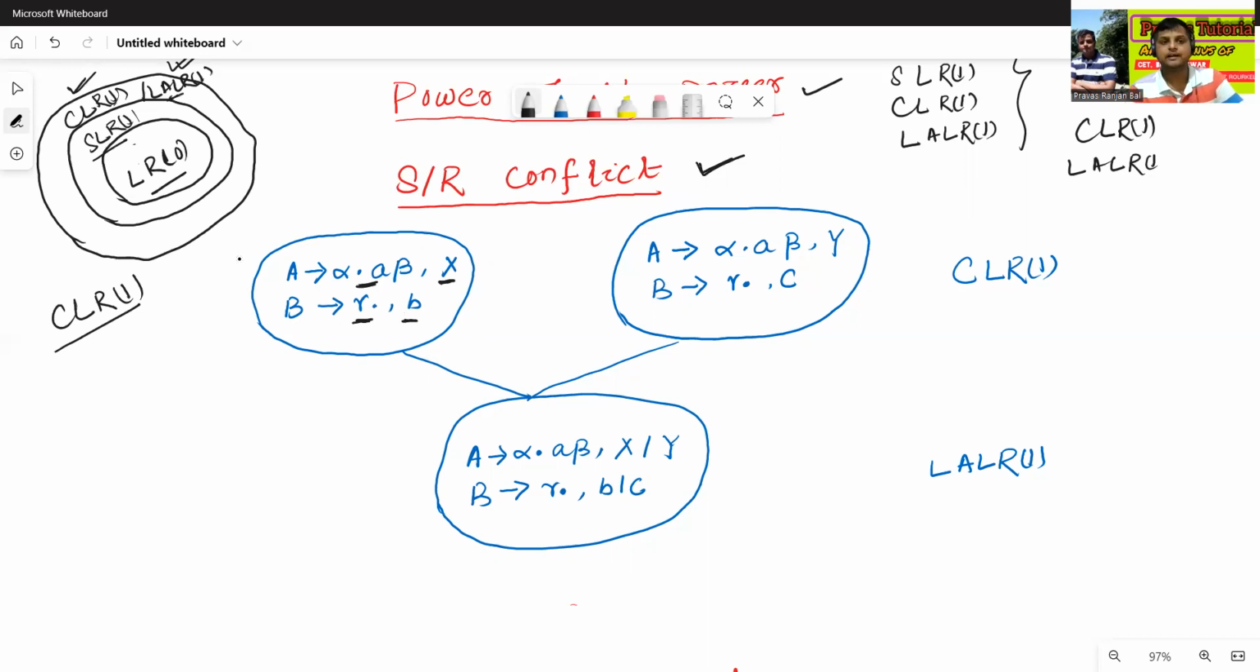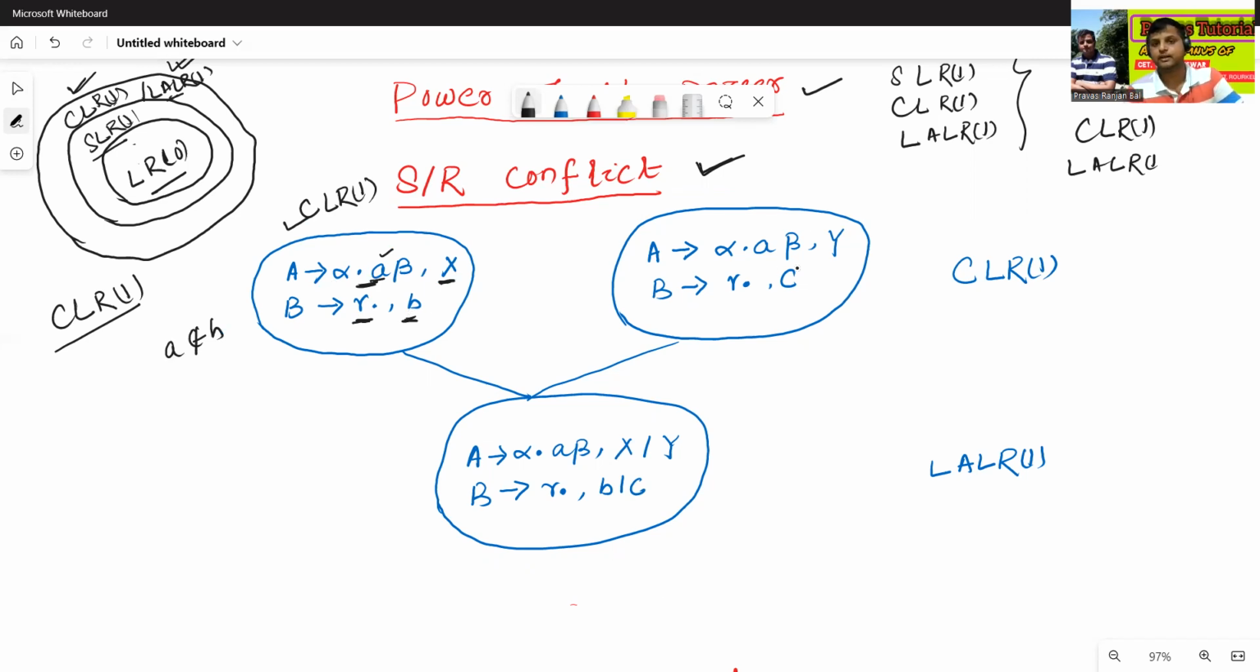So if any state contains LR1 items like A → α.Aβ, X and B → γ., then this one is CLR1. Why? Because this A does not belong to B.